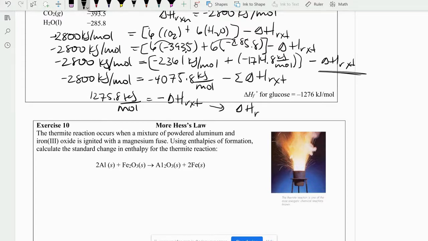The delta H for glucose, which is the only reactant in the equation, is negative 1,275.8. You can see I rounded it here to 4 sig figs. Don't forget my units. And that is the enthalpy of formation for glucose.